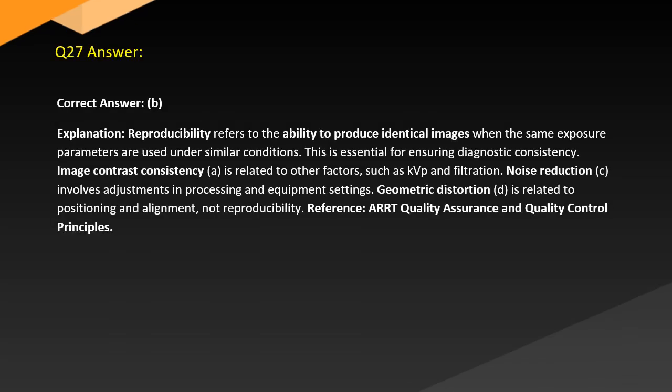Answer. Correct answer, B. Explanation. Reproducibility refers to the ability to produce identical images when the same exposure parameters are used under similar conditions. This is essential for ensuring diagnostic consistency. Image contrast consistency is related to other factors such as kVp. Noise reduction (C) involves adjustments in processing and equipment settings. Geometric distortion (D) is related to positioning and alignment, not reproducibility. Reference: quality assurance and quality control principles.